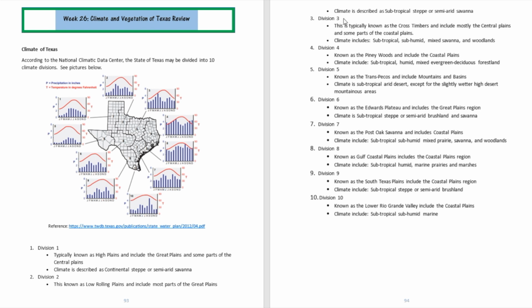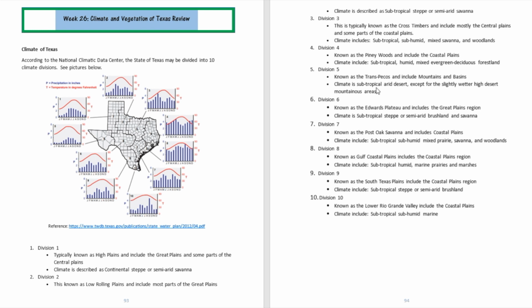Division number 3 is going to be known as the cross timbers, and it includes most of the Central Plains and some parts of the coastal plains. Climate includes subtropical, subhumid, mixed savanna, and woodlands. Division number 4 is known as piney woods, and it includes the coastal plains. And the climate over there is going to be subtropical, humid, mixed evergreen, deciduous forest land.